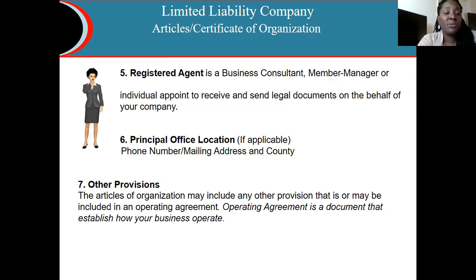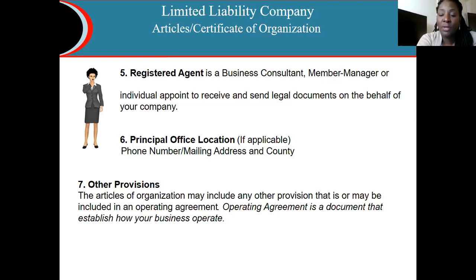Okay, so we're going to move to number 7. Number 7, they're going to have a part on the registration form that says other provisions. Now, the articles of organization or certification, and that name again varies depending on what state you are registering in or forming your business in, is going to include any other provision that is or may be included in an operating agreement.